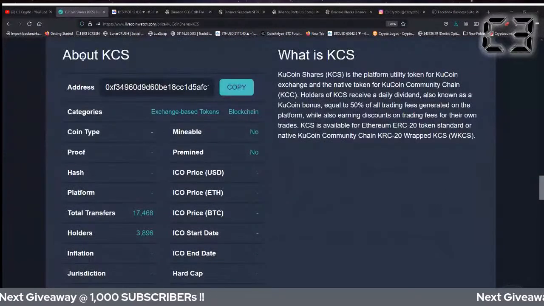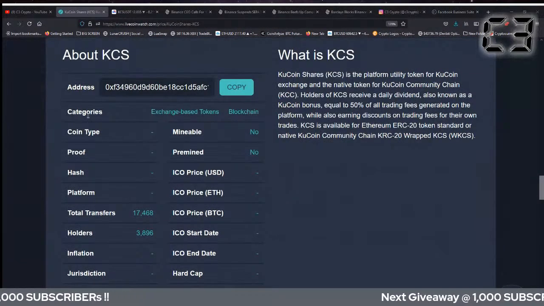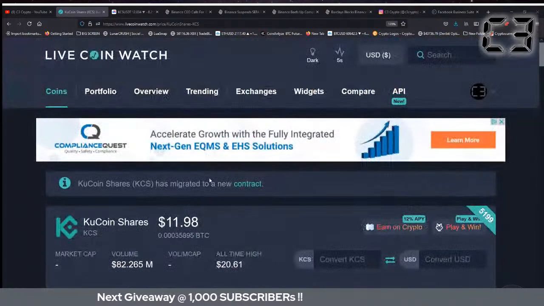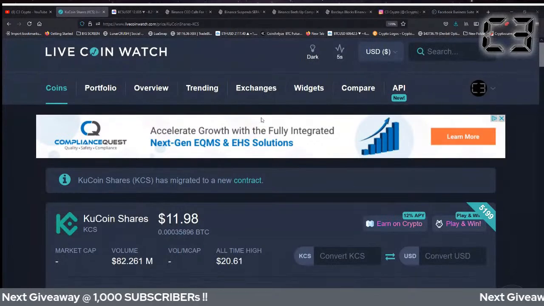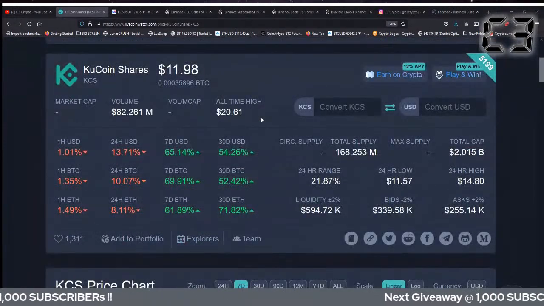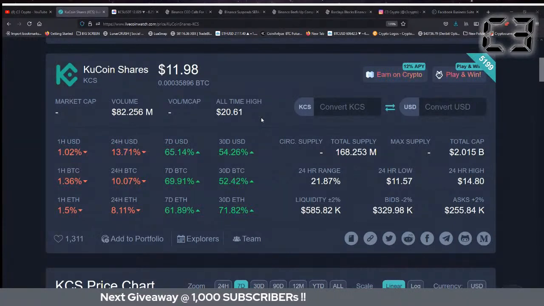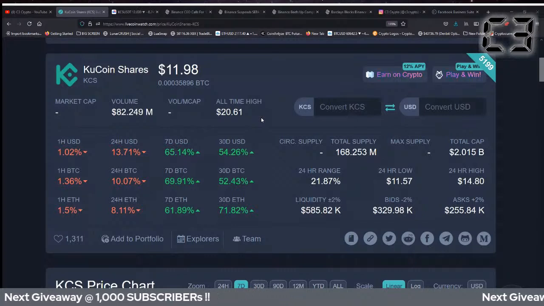And down here, there's a little bit more information. It'll tell you what category the coin is. So it's an exchange-based token. This is something we wanted to talk about. Exchange-based tokens are really great because they have use case. They're actually being used. So if you want to get into altcoins, this is something that's actually being used. It has real use case.